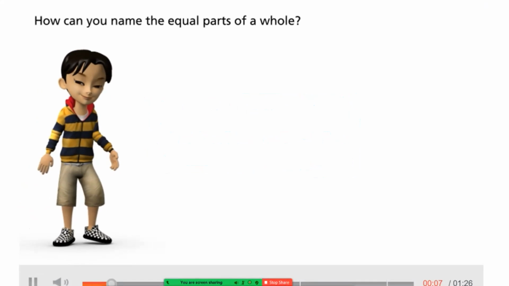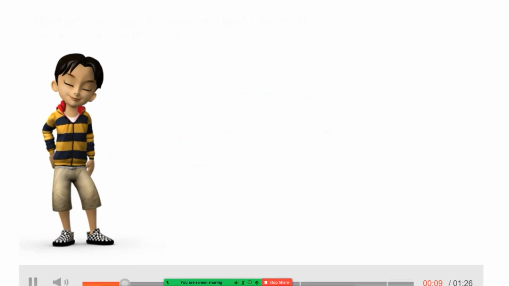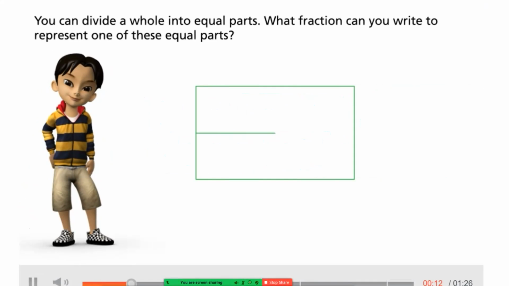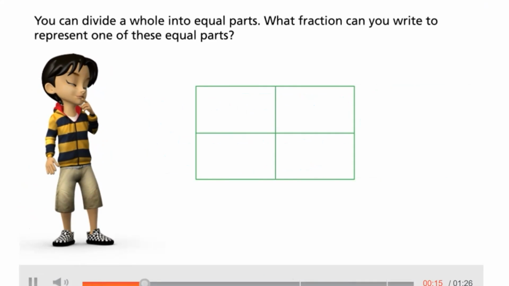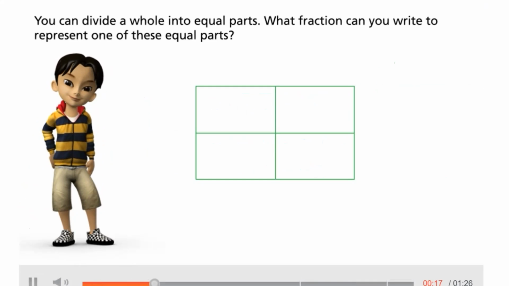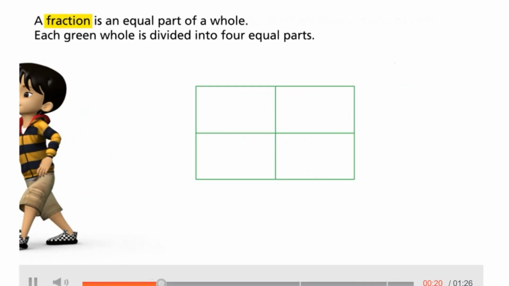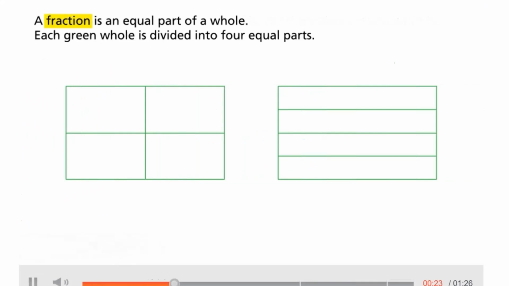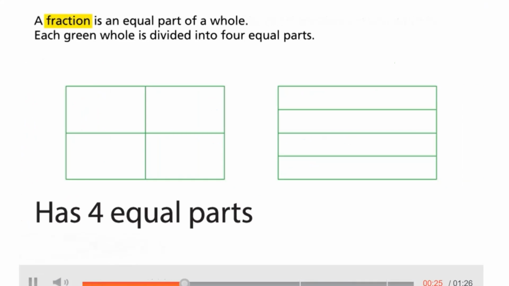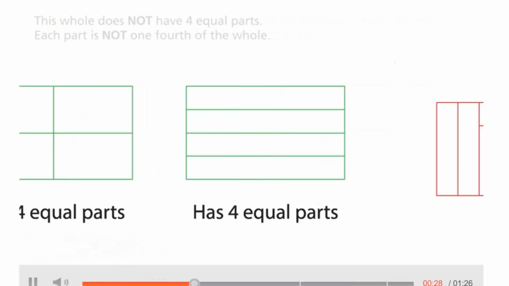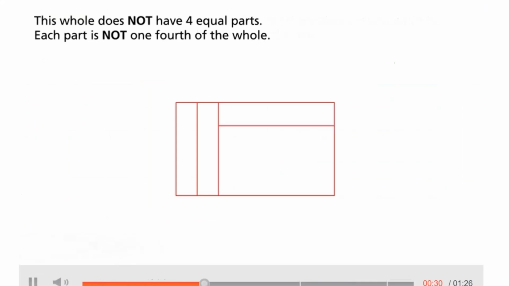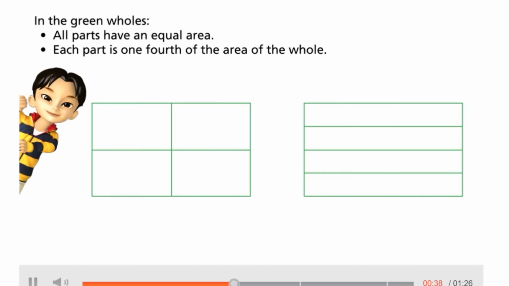How can you name the equal parts of a whole? You can divide a whole into equal parts. What fraction can you write to represent one of these equal parts? A fraction is an equal part of a whole. Each green whole is divided into 4 equal parts. This whole does not have 4 equal parts. Each part is not 1/4 of the whole. In the green wholes, all parts have an equal area. Each part is 1/4 of the area of the whole.